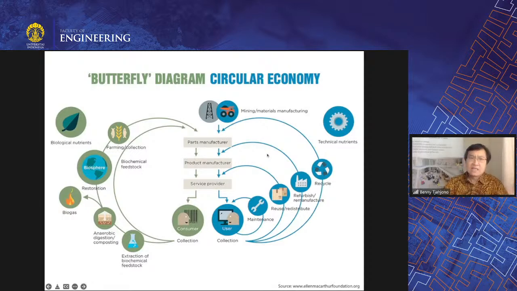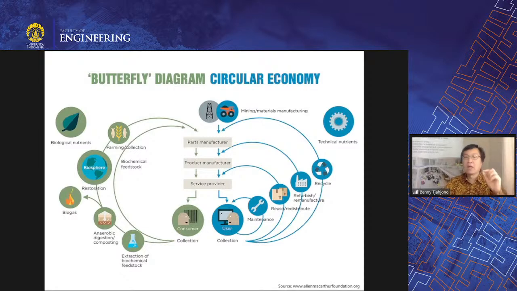And because it is technical nutrient, it is possible that we can do this kind of reusing, recycling, refurbishing, and so on. On the left-hand side, however, we won't be able to do that because we are not dealing with technical nutrients. We are only dealing with biological nutrients.